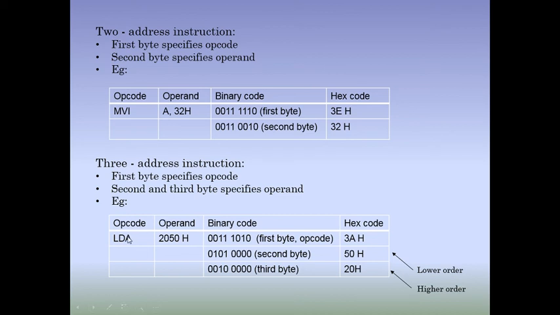So look at this example, LDA 2050H, where LDA is the opcode and 2050 is the operand. When we convert this 2050 into binary, it will require 16 bits. Means 50 is called the lower order byte, it will require 1 byte, and 20 is the higher order byte, which will require another byte. So in total 3 bytes are there for storing this particular instruction. Okay, so this is the instruction format. That's it.